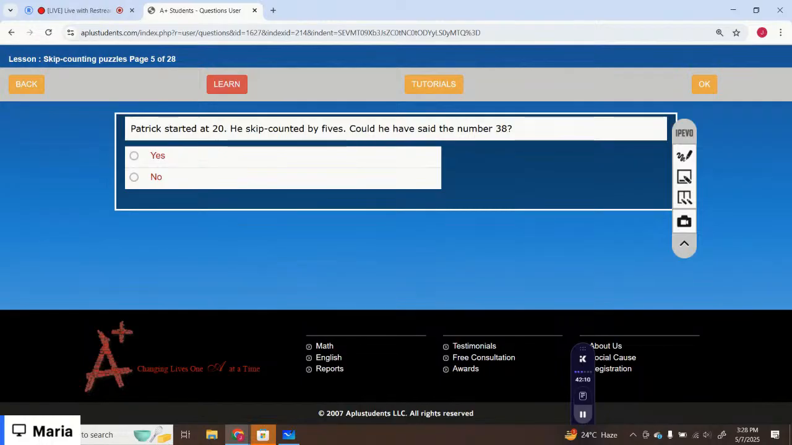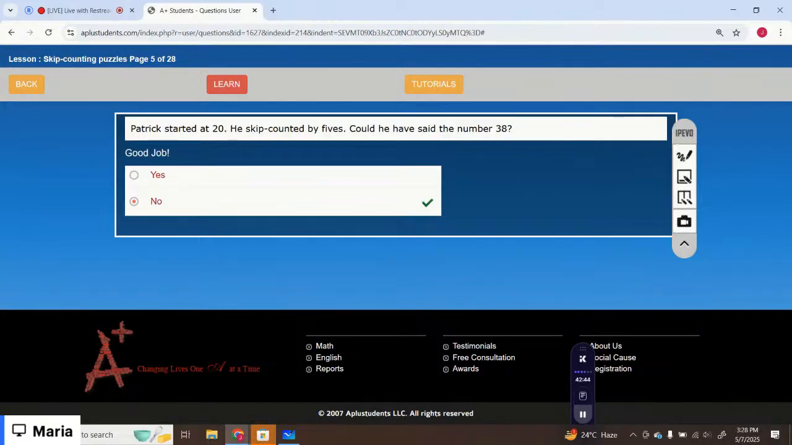Patrick started at 20. He skip counted by 5. Could he have said the number 38? The correct option is no. If we skip count by 5, he cannot say 38.